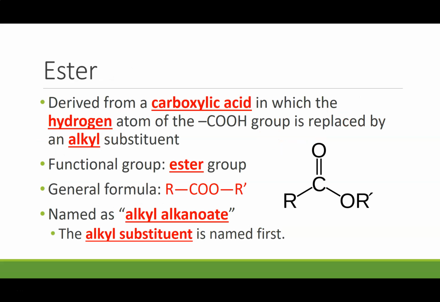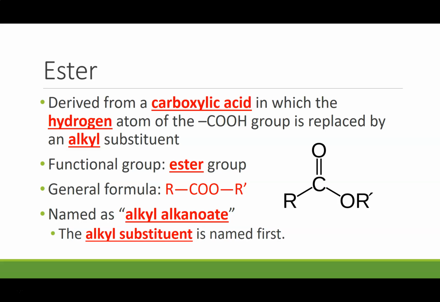Our next functional group is the ester group. Now the ester group is derived from a carboxylic acid, which you may recall would have the carboxyl group, which is COOH, at the end of the carbon chain. In an ester, the H has been replaced by another carbon chain, or an alkyl substituent. So the general formula for an ester is RCOOR'.